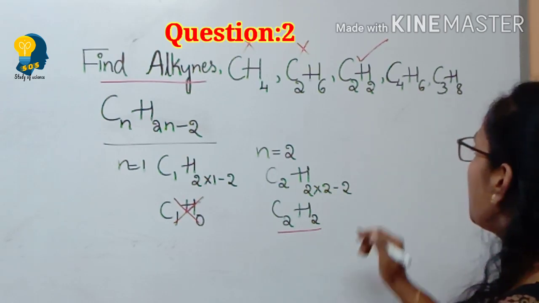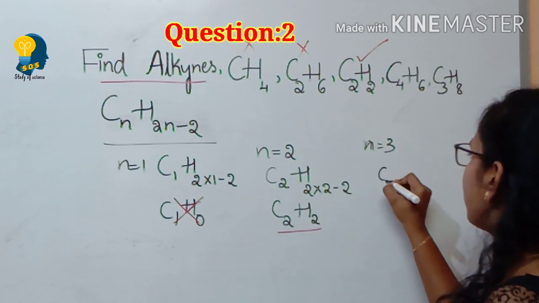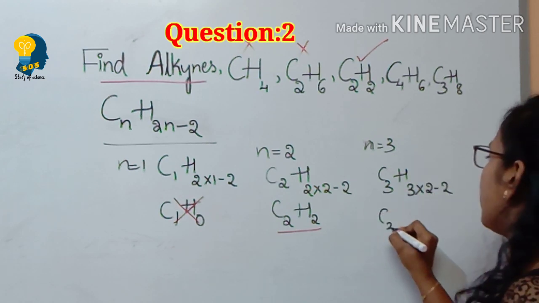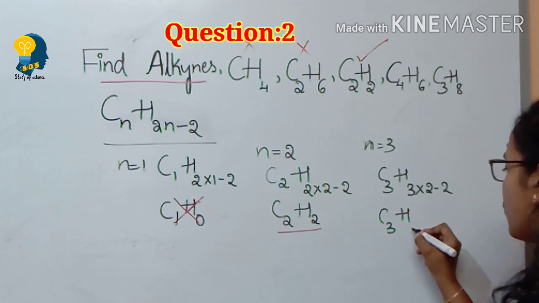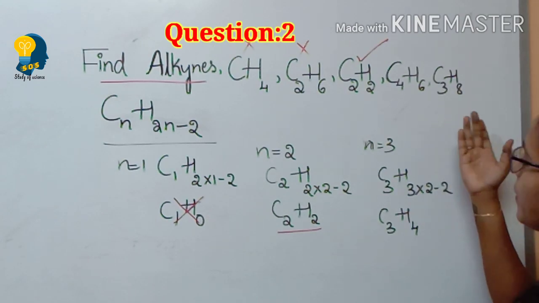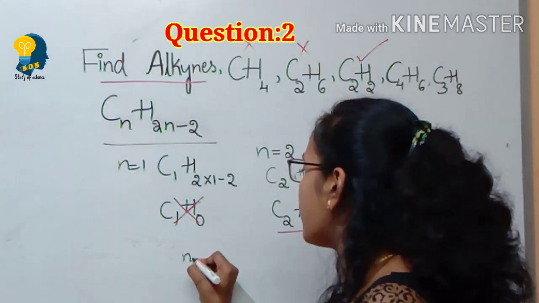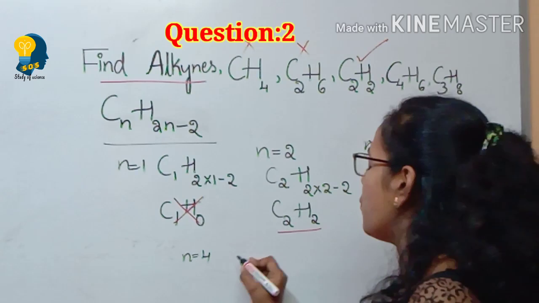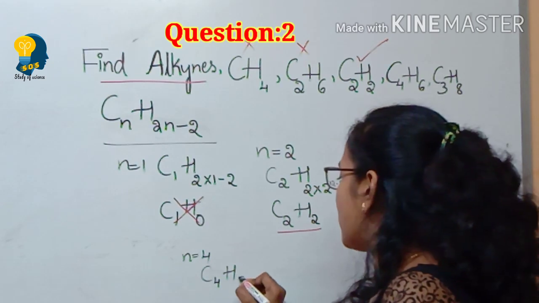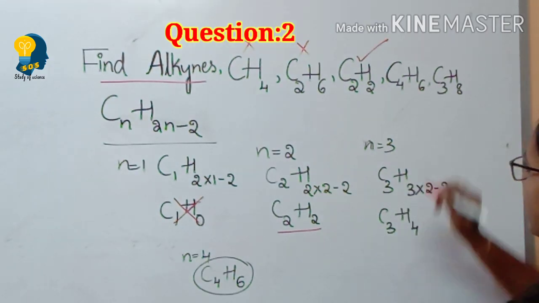Now let us substitute n equals 3. So, when n is equal to 3, it is C3H(3 into 2 minus 2). That means C3H, 3 2s are 6 minus 2 is 4. C3H4. Do we have C3H4 here? No, it is not found. But it is also a member of alkyne. Next, let us substitute n equals 4. When n is equal to 4, it is C4H, 4 2s are 8 minus 2, that is C4H6. Correct? This is the fourth member of alkyne. Whether it is present? Yes.